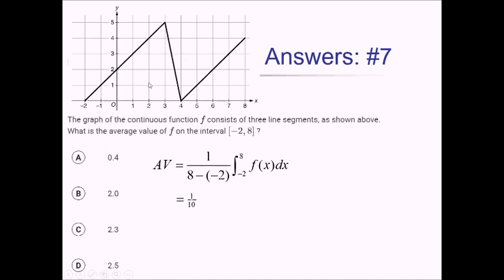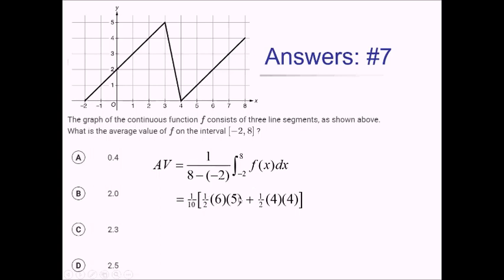So this is going to consist of 2 triangle areas. Our first triangle, we're doing 1/2 base times height. So in this case, that's 1/2 times a base of 6 times a height of 5. And then we have this other triangle right here from 4 to 8. So that's 1/2 times a base of 4 times a height of 4.